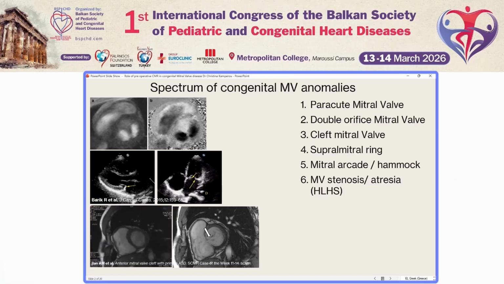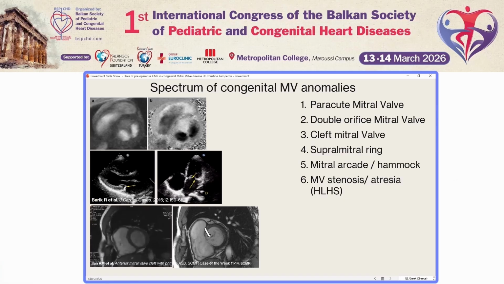Congenital mitral valve anomalies are rare, heterogeneous abnormalities involving the leaflets, annulus, and subvalvular apparatus. Because these lesions are uncommon, particularly in adults, they are often under-recognized and may remain undiagnosed for many years. In many patients, milder anatomical variants and compensatory cardiac mechanisms may delay the onset of symptoms, so the diagnosis can only become apparent later in life.